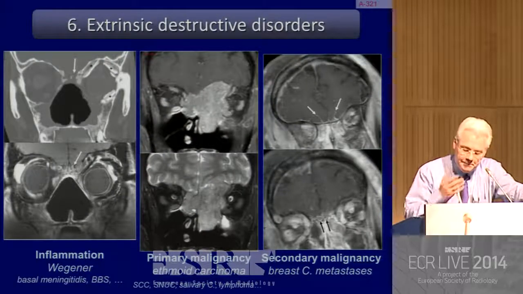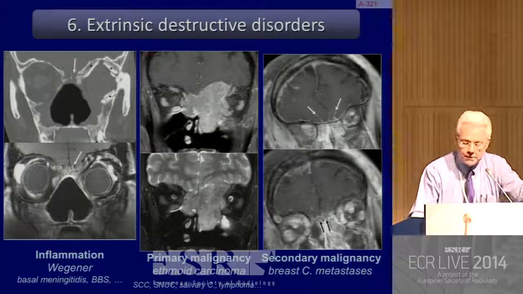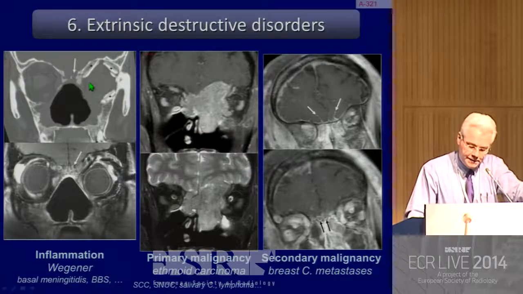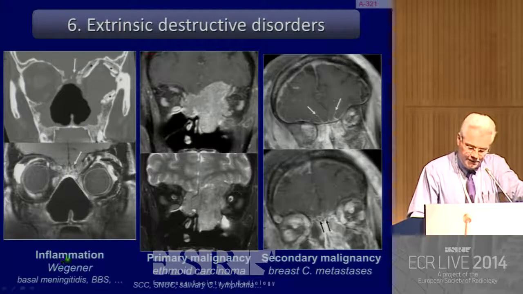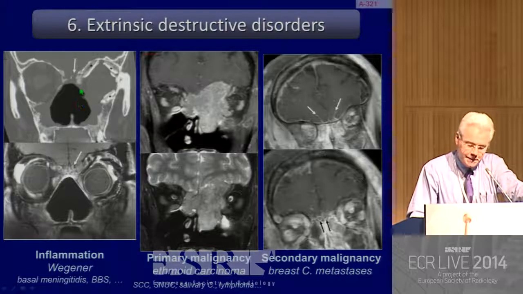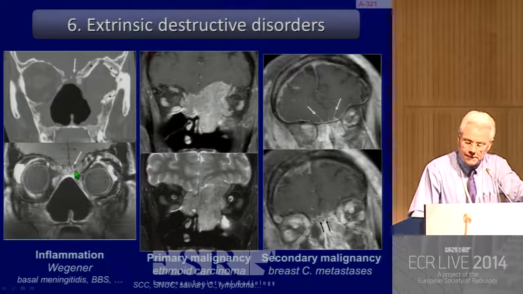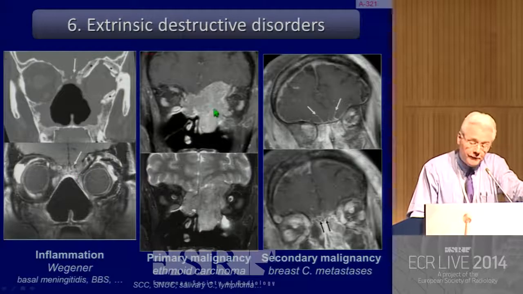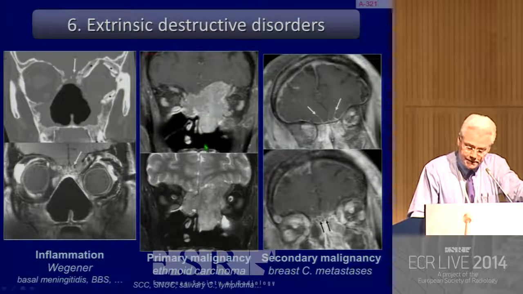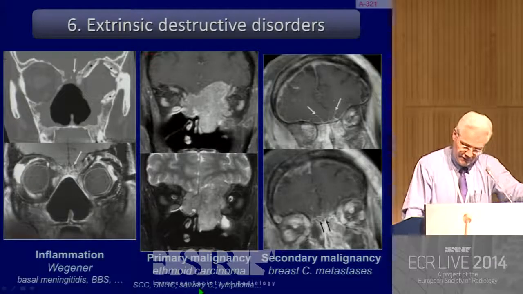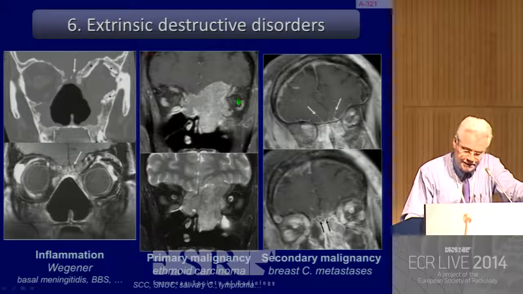Okay, there are many destructive disorders which are impinging on the olfactory tract. This is evident. You have inflammation, like in this case of Wegener's disease, with bone destruction and granulomatous tissue encasing the olfactory tract. You have local primary malignancies, like this case of ethmoid carcinoma. There are other neoplasms: squamous cell carcinoma, sinonasal undifferentiated carcinoma, accessory salivary gland carcinoma, lymphoma, and so on. The list is not exhaustive.